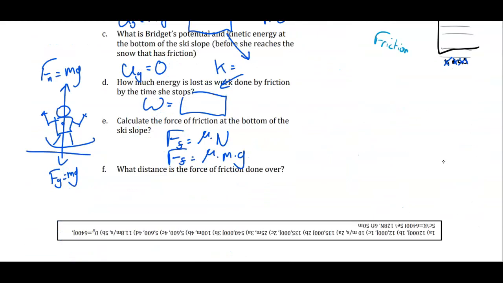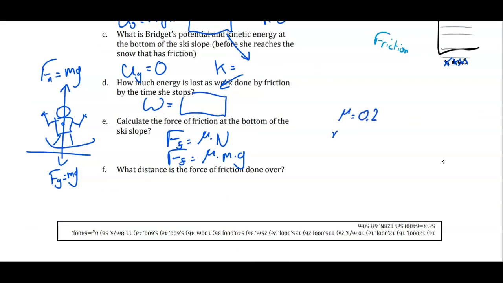Mu, we said, was 0.2. Mu is equal to 0.2. Her mass was equal to 64 kilograms. Gravity, you know, is equal to 10 meters per second squared. So you can run that. That'll give you the force of friction.